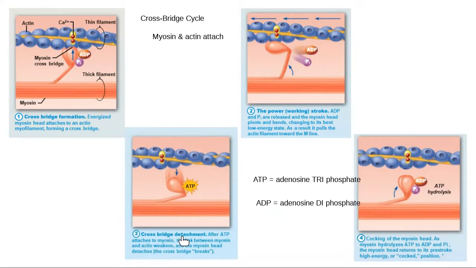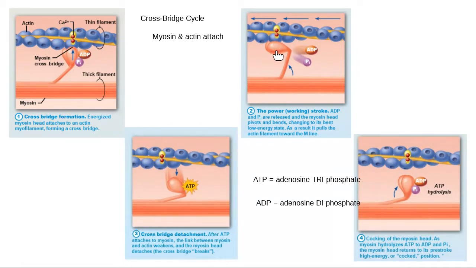Cross-bridge detachment is when myosin lets go of actin. And the reason that myosin lets go of actin is because ATP came and attached to myosin. When a person dies, they stop making ATP. So myosin and actin get stuck. We get stuck here at the end of the power stroke. They're attached to each other, and there's nothing to tell myosin to let go of actin.